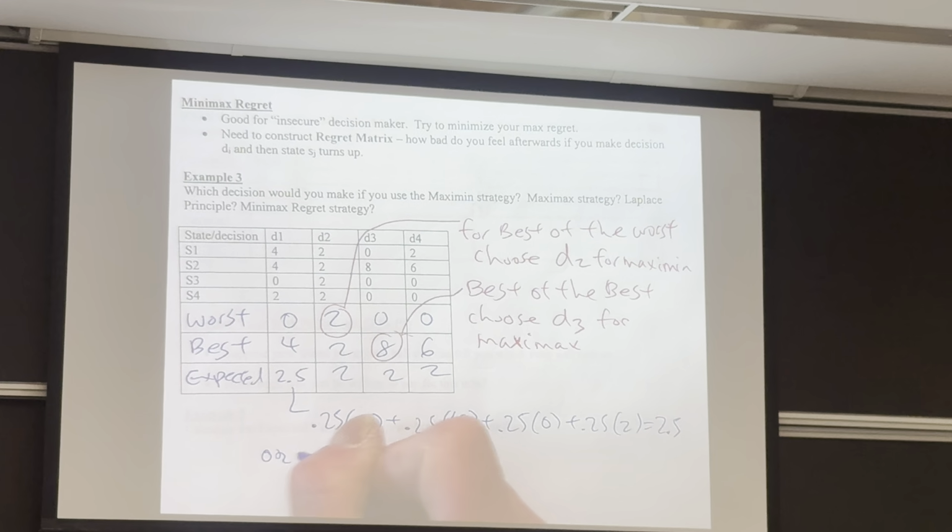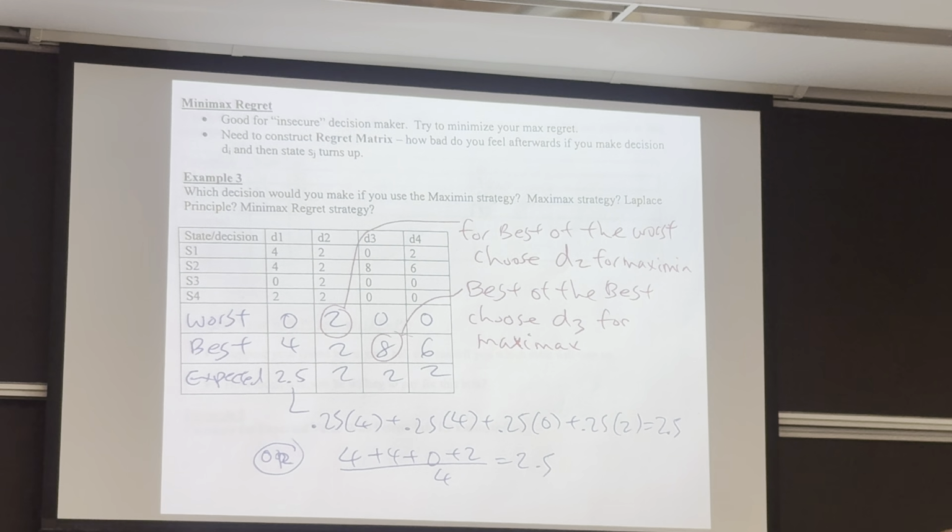Or, since the probabilities of each state are equal, it is really just taking the average. Okay, since the probabilities are equal, then it becomes just taking a simple average.